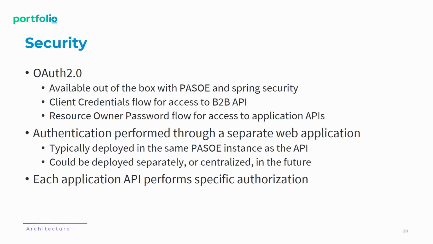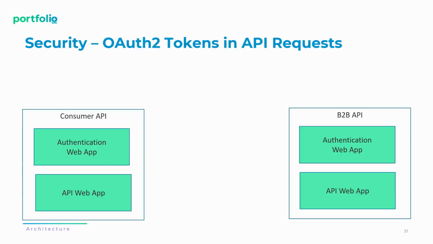And like I said, we do the authentications through a separate web app deployed alongside the API web application. And you could deploy it separately if you wanted. We deploy them together. And then I put together just a quick animation of how all this flows. So you've got the consumer API on the left, making requests and authenticating itself against the core business API on the right.